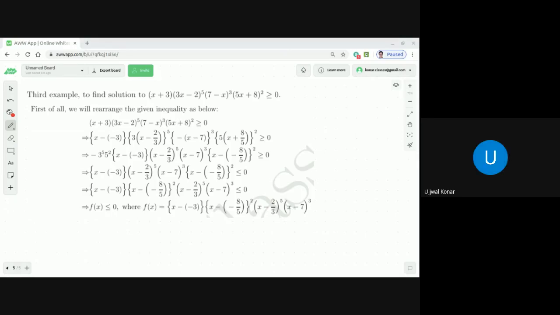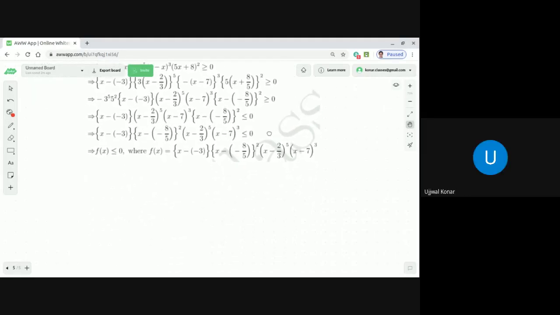I hope you agreed. Yes, sir. Now we are going to draw the wavy curve and find the solution. Here, unlike the previous questions, there is no denominator. As there is no denominator, we can assume the denominator is 1. Actually, our problem is simpler now.